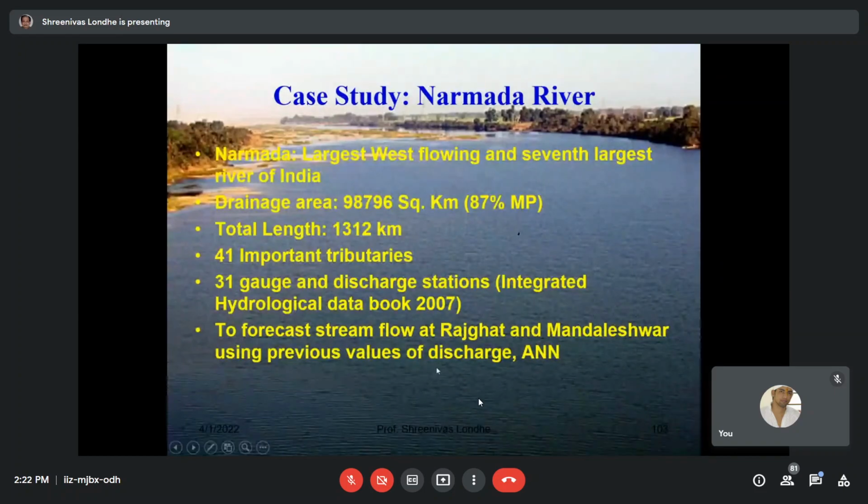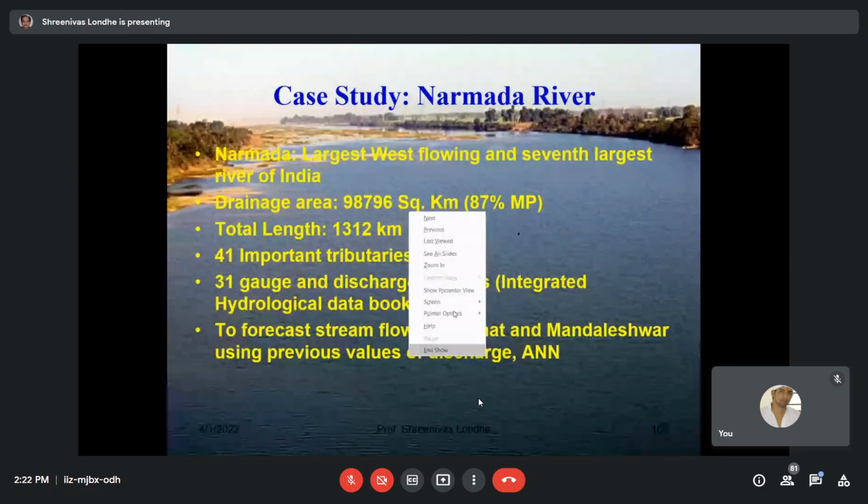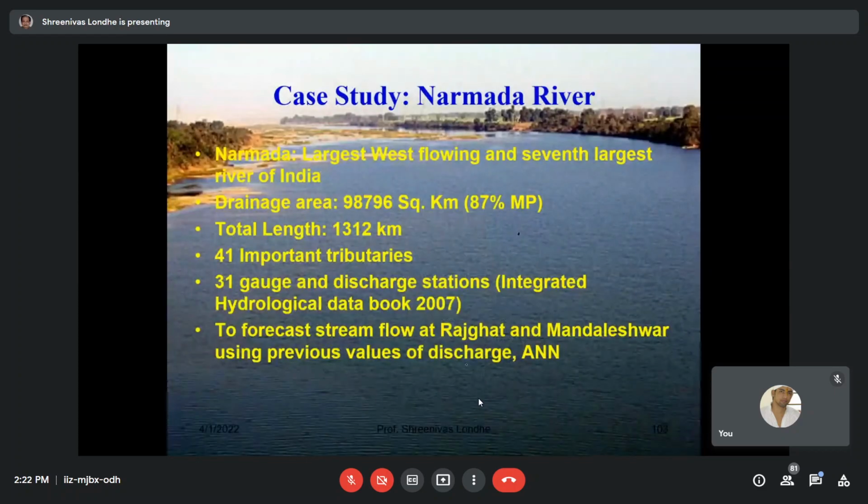Because as I said, I am not going to use any kind of rainfall, especially in this particular problem. Because I am thinking about stream flow. And I'm not doing a rainfall runoff model. I am doing a stream flow model. So I'm going to use previous values of the discharge which were flowing at the given stations.